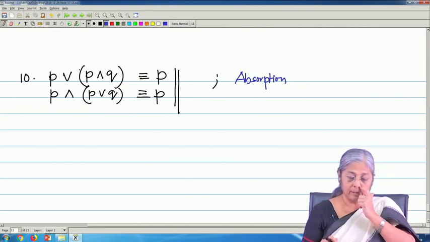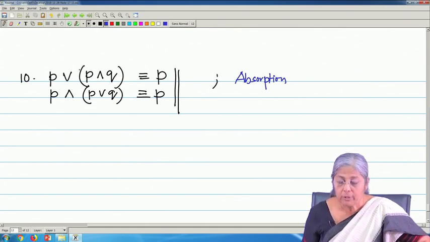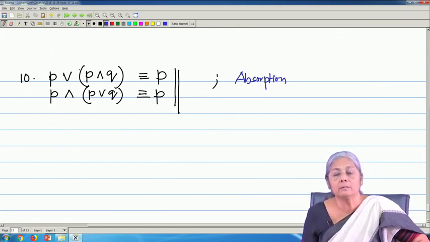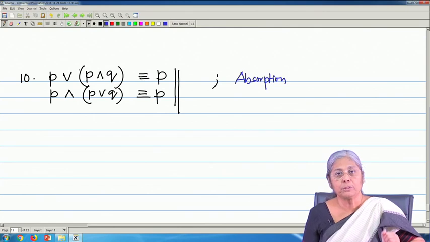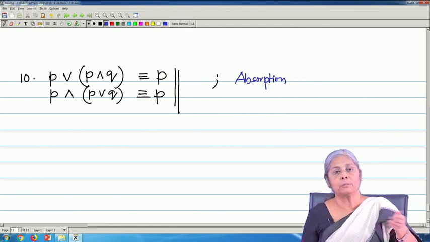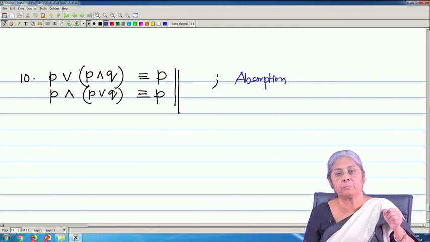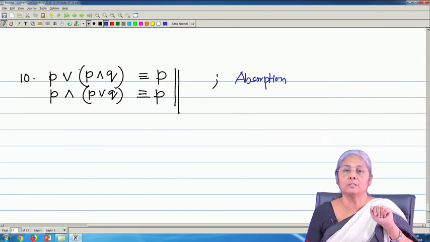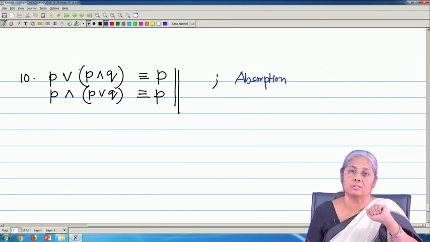Now, we have seen the negation in De Morgan's rule, where the proposition becomes the negation of that particular proposition, and the conjunctions and disjunctions are actually exchanged.